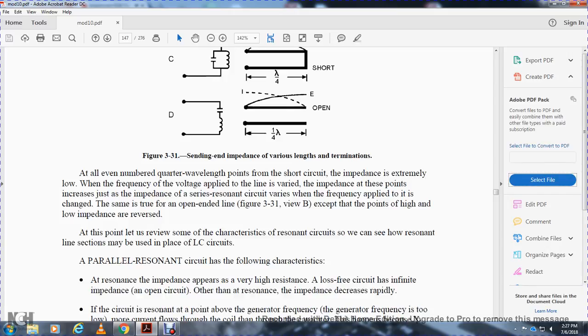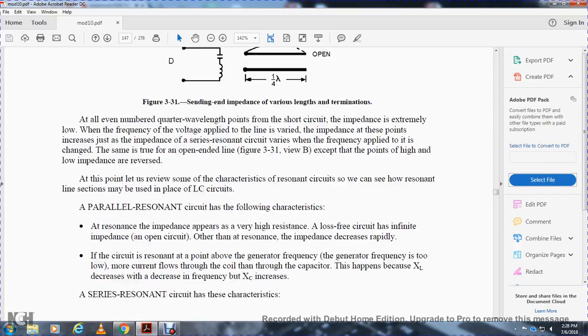At this point, let us review some of the characteristics of resonant circuits, so we can see how the resonant line sections may act as inductive or capacitive circuits. Parallel resonant circuits have the following characteristics: resonant impedance occurs with very high resistance. A low frequency circuit has infinite impedance.